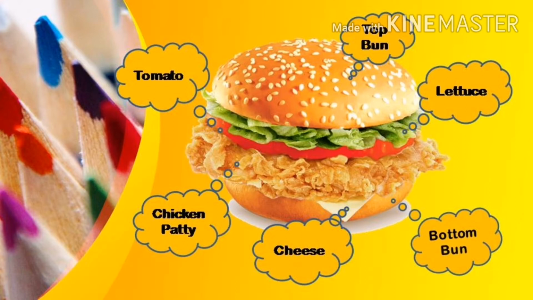Let's talk about one of the most delicious dishes of the present world, that is burger. You see, a burger has different layers bearing different significance. Top bun, lettuce, tomato, cheese, chicken patty, and bottom bun, all the layers in burgers give us different tastes. Now the question is, how can a burger be useful in dealing with paragraph writing? Let's see.